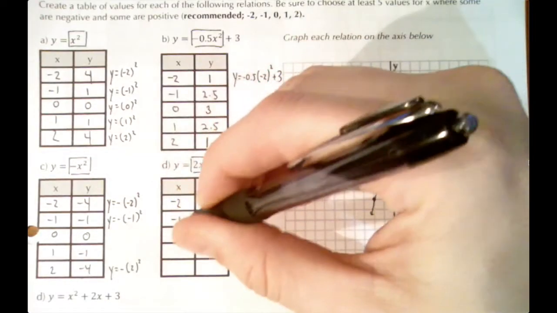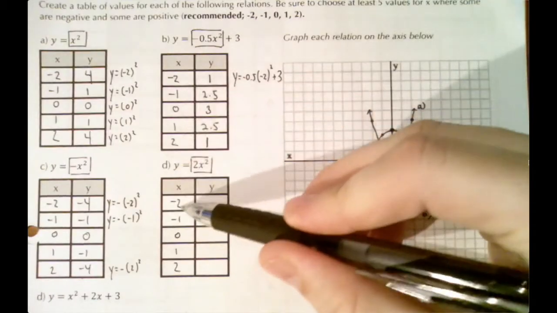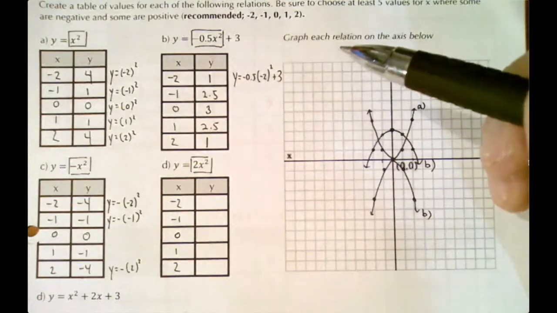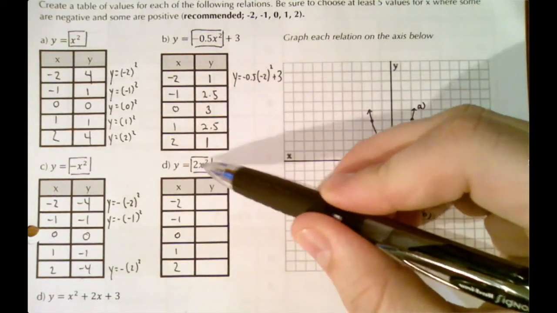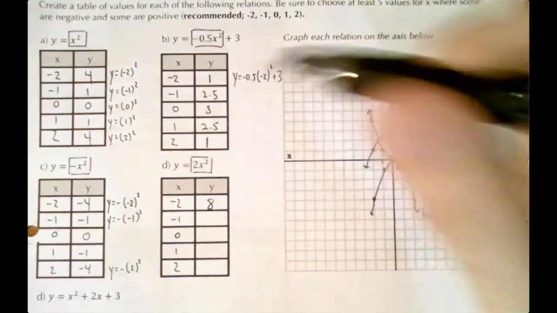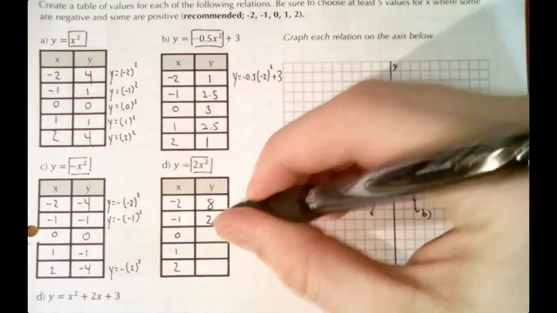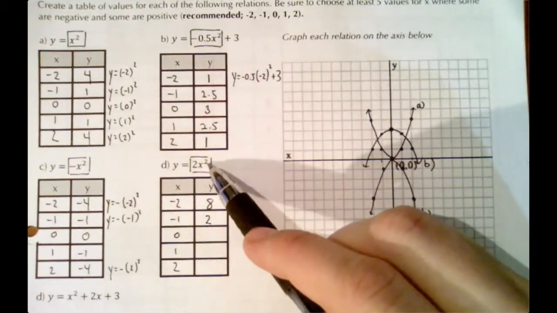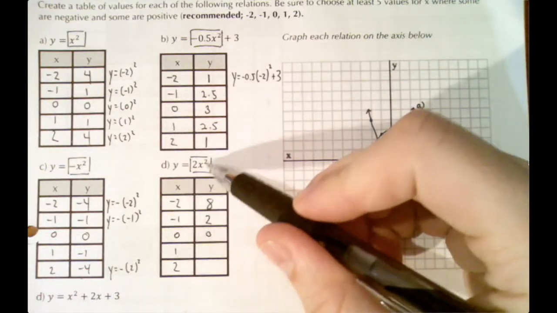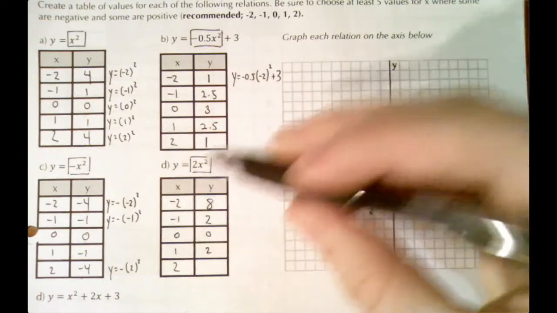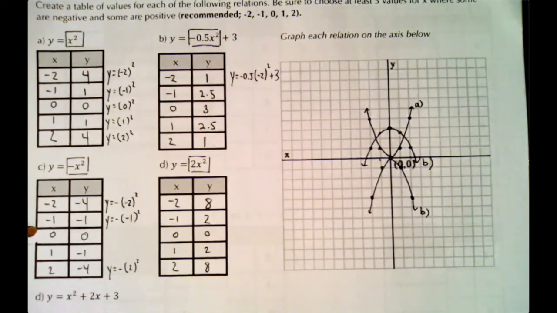Negative 2, negative 1, 0, 1, 2. And to get our y's, we're going to take our x's, we're going to square them, and then we're going to multiply it by 2. Let's see if I can do these ones in my head. Negative 2 squared is 4 times 2 is 8. Negative 1 squared is 1 times 2 is 2. 0 squared is 0 times 2 is 0. 1 squared is 1 times 2 is 2. 2 squared is 4 times 2 is 8. And now I've got another table.